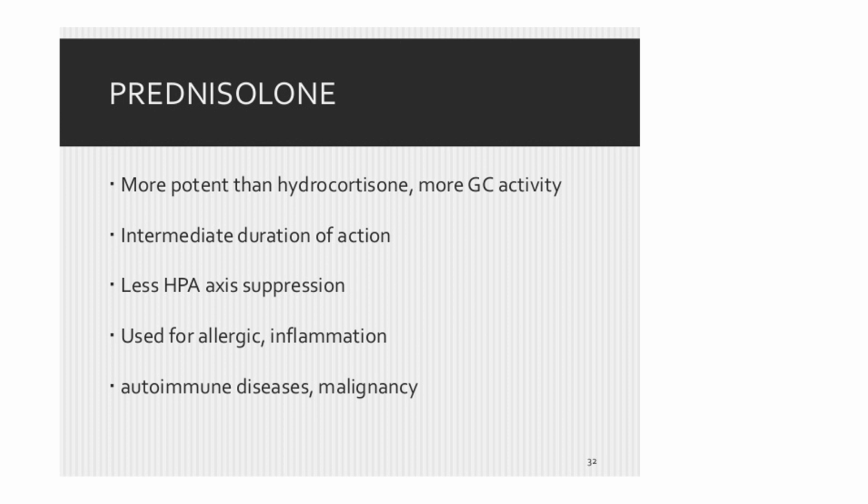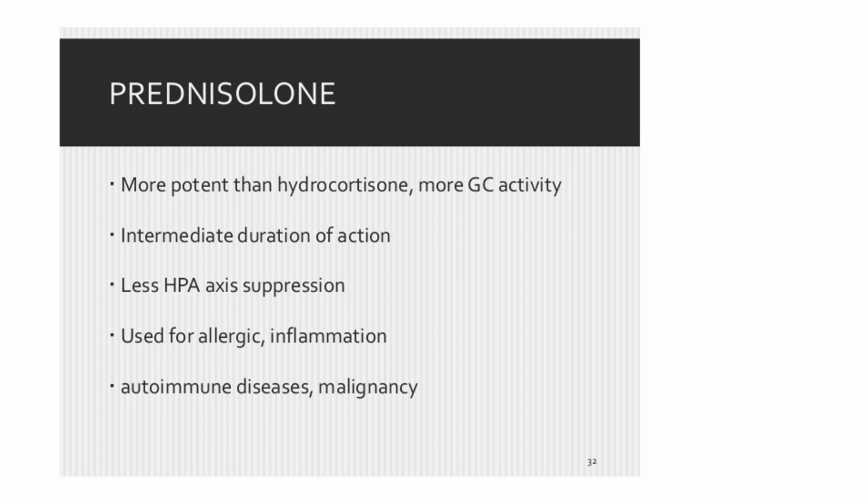Coming to the next agent, that is prednisolone. Prednisolone is more potent than hydrocortisone and has more glucocorticoid activity. The one mentioned earlier has less glucocorticoid activity when compared to prednisolone. This has intermediate duration of action and less HPA axis suppression.